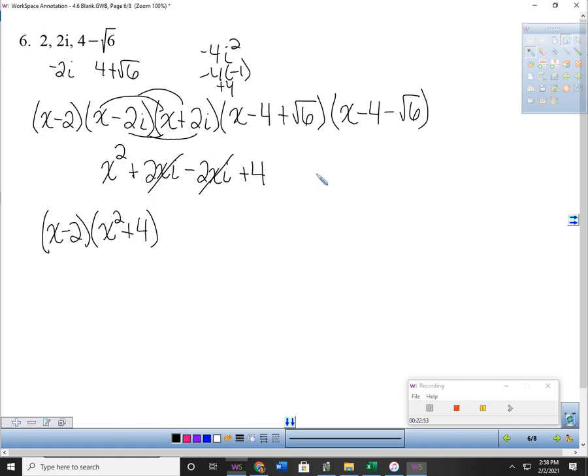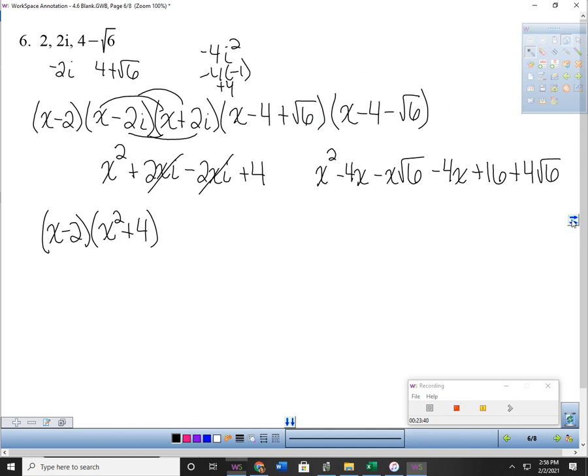So x times x is x squared. X times the negative 4 is negative 4x. And x times negative square root of 6 is negative x square roots of 6. Then we'll do the negative 4 times x is negative 4x. Negative 4 times negative 4 is positive 16. And negative 4 times the negative square root of 6 is positive 4 square roots of 6.